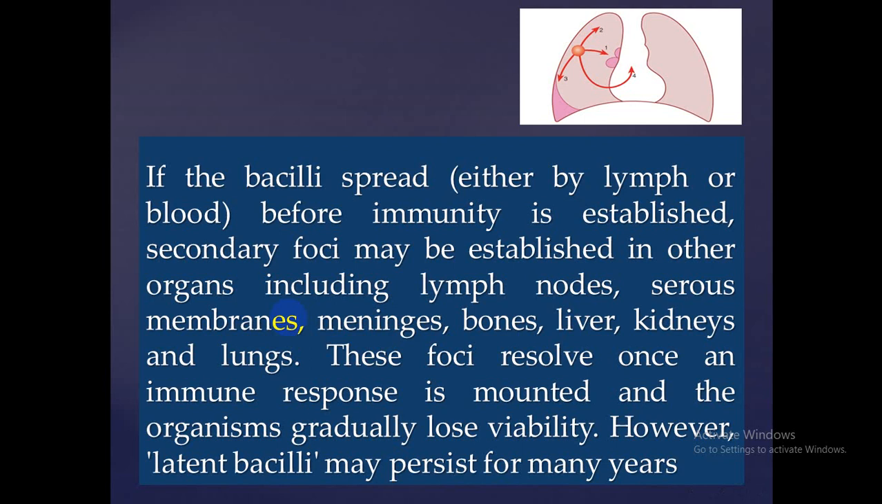These foci resolve once the immune response is activated and the organism gradually loses viability. However, if the patient has less immunity or the bacteria are very highly virulent, infection may persist for many years, leading to reactivation of the TB later on. Now the infection of the lung occurs first, then the bacilli spread to other tissues by the blood or by lymph to involve other organs.